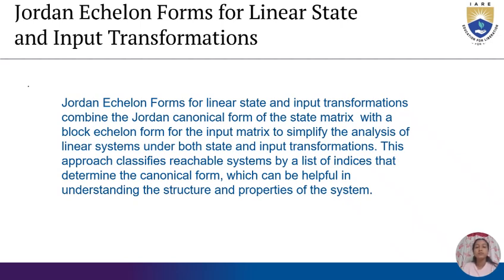Jordan echelon forms for linear state and input transformations combine the Jordan canonical form of the state matrix with a block echelon form for the input matrix to simplify the analysis of linear systems under both state and input transformations. This approach classifies reachable systems by a list of indices that determine the canonical form, which can be helpful in understanding the structure and properties of the system.